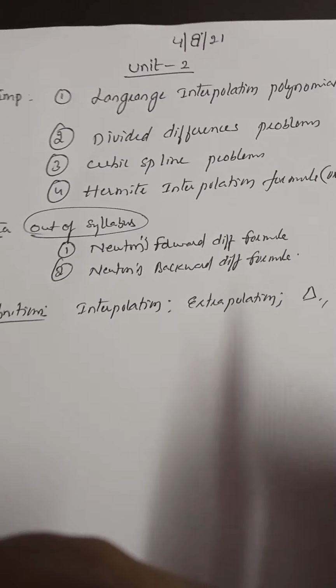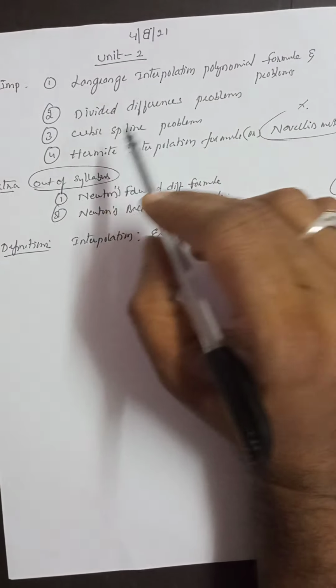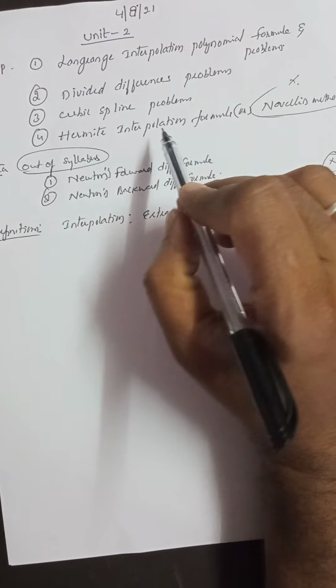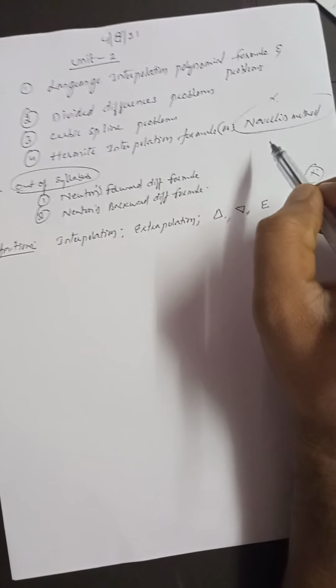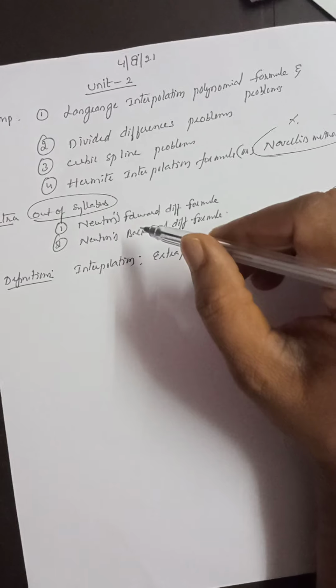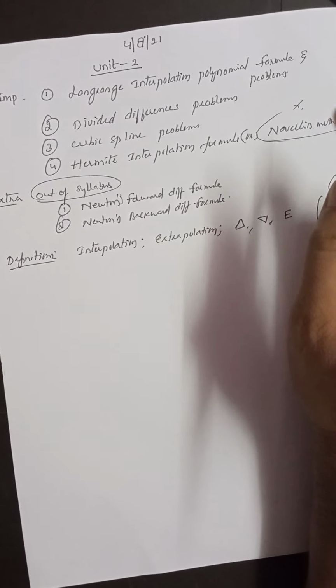Good morning, students. Now, in Unit 2, important topics are Lagrange's interpolation polynomials and problems, divided difference problems, cubic spline problems, Hermite interpolation, or Navier method. You can ignore Navier method, but it will come in the examination. And out of syllabus, one is Newton's forward difference formula, Newton's backward difference formula.